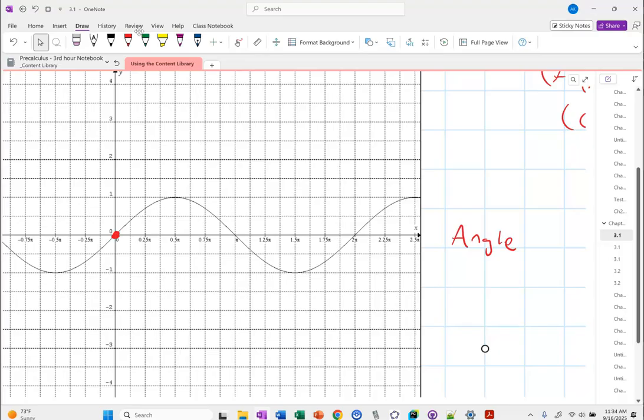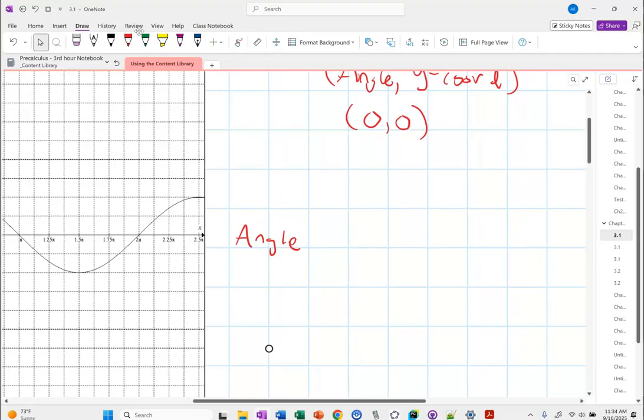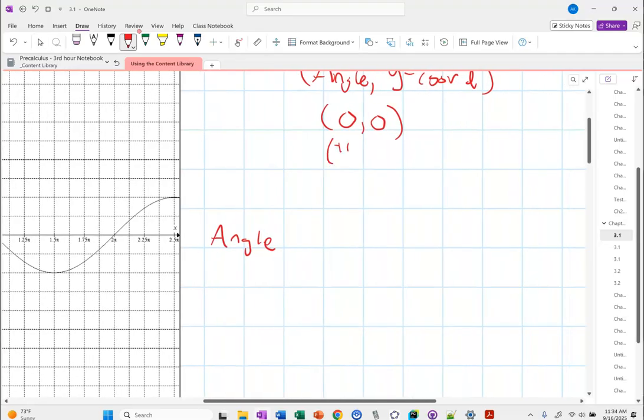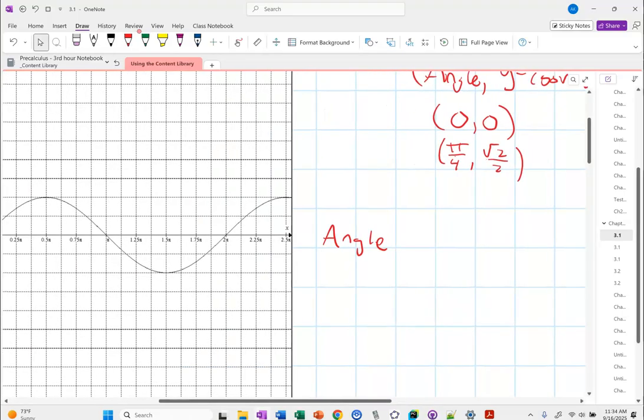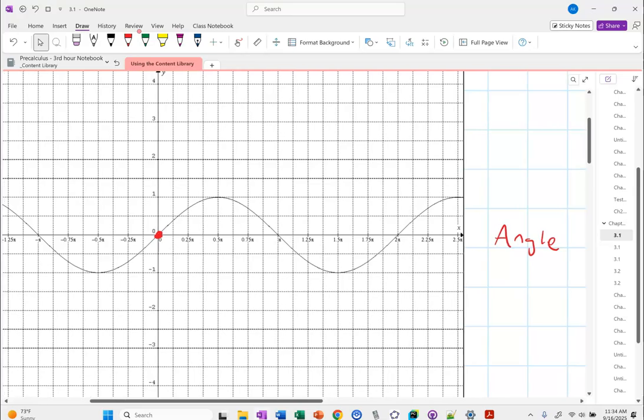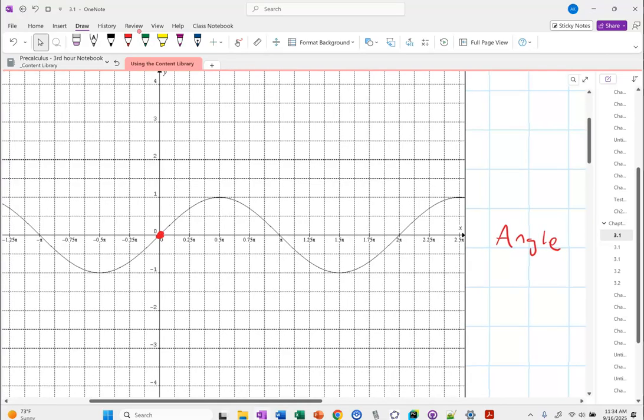So find pi over 4 on your unit circle. What is the y-coordinate there? Okay, great. Root 2 over 2. Now, if I type root 2 over 2 onto my calculator, I'm going to get the decimal 0.707. So there I'm plotting pi over 4 and then 0.707.